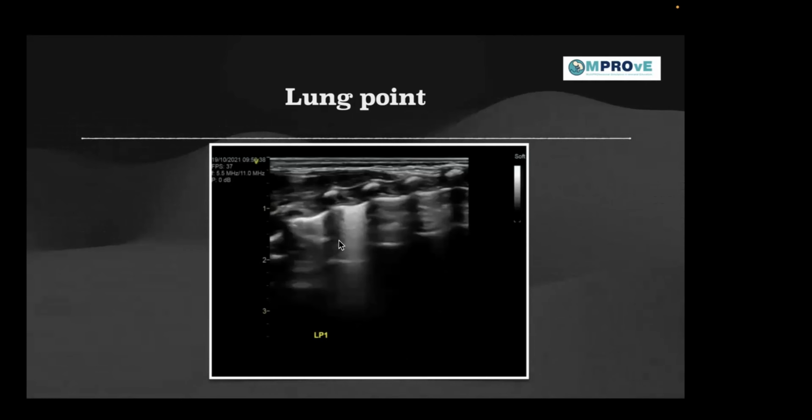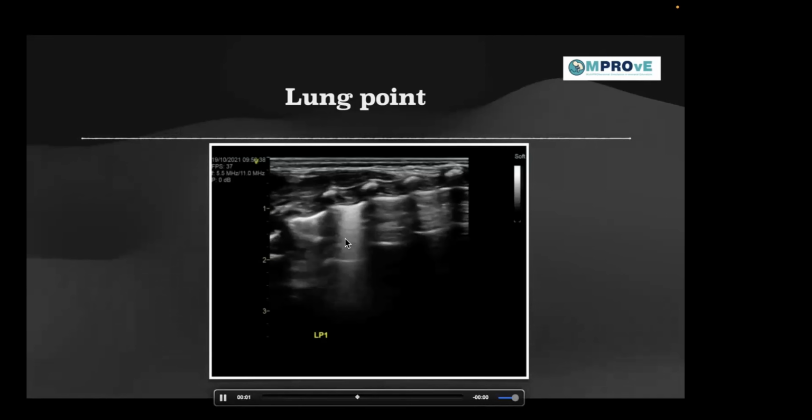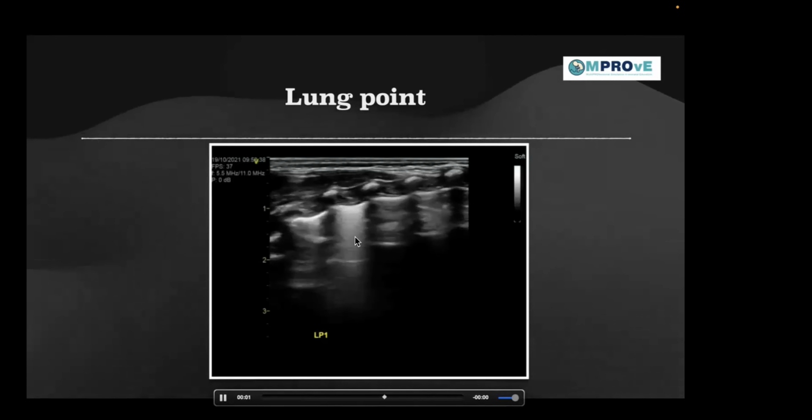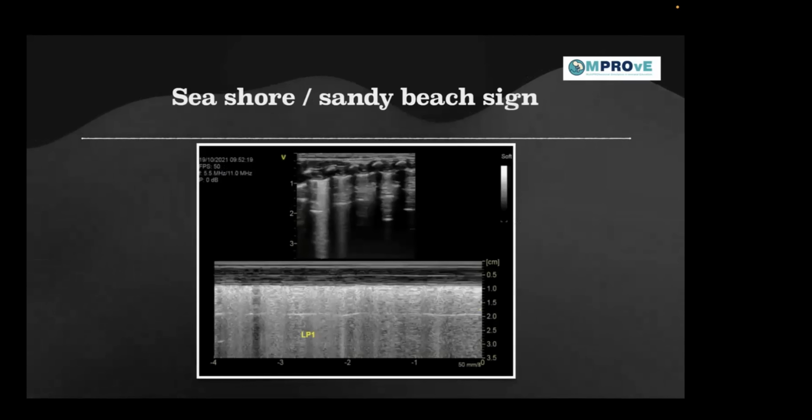So that's a lung point now. You can see this is an area devoid of pleural sliding. You cannot see any B lines or comet-tail artifacts. Whereas this is the area where you can see nice pleural sliding. You can see your B lines moving with the pleura. There's a B line coming up here as well. So this is a normal aerated lung, and this is the area where there is a pneumothorax. So normal lung, and this is the area with the air leak, and that's your lung point, the transition between the normal lung and the air leak.